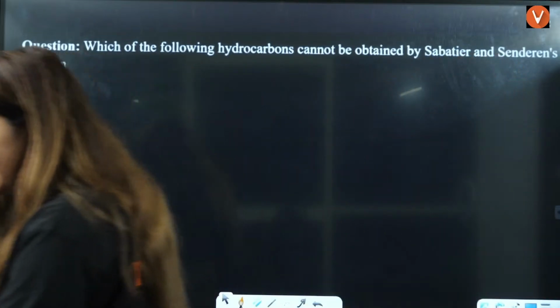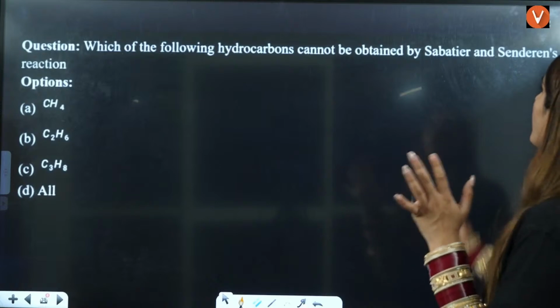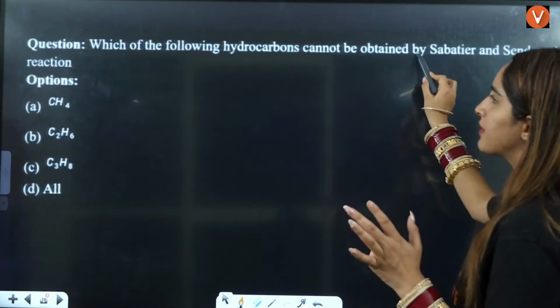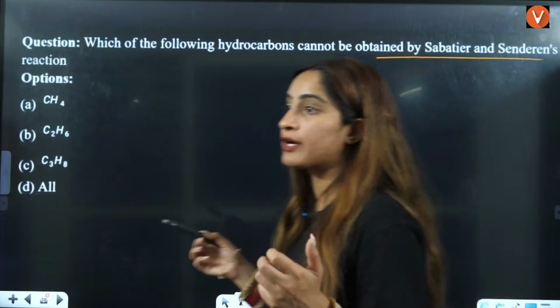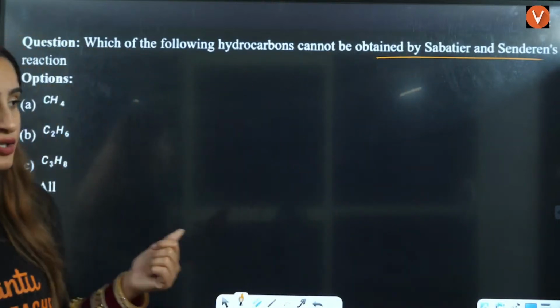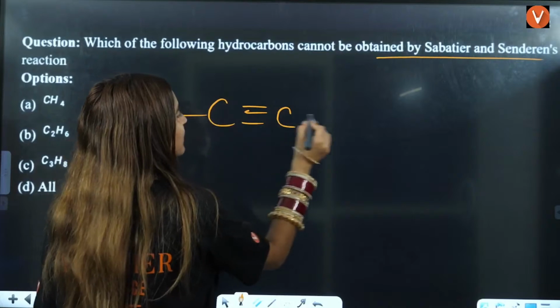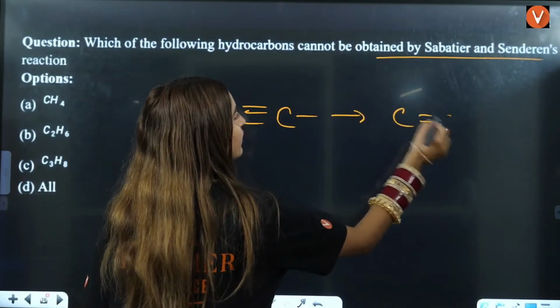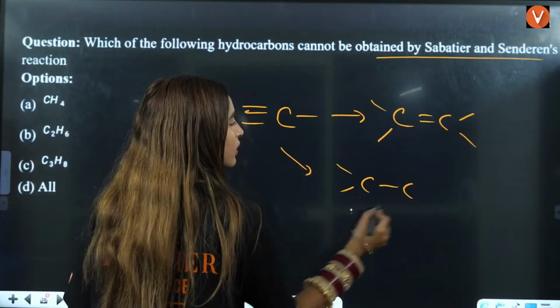students, let us see. Next question is, which of the following hydrocarbons cannot be obtained by Sabatier-Senderens reaction? Which of the following cannot be obtained? Anybody in the comment section? Sabatier-Senderens is when you have a triple bond that is converted to either a double bond, right? Or that is converted to a single bond. Okay.